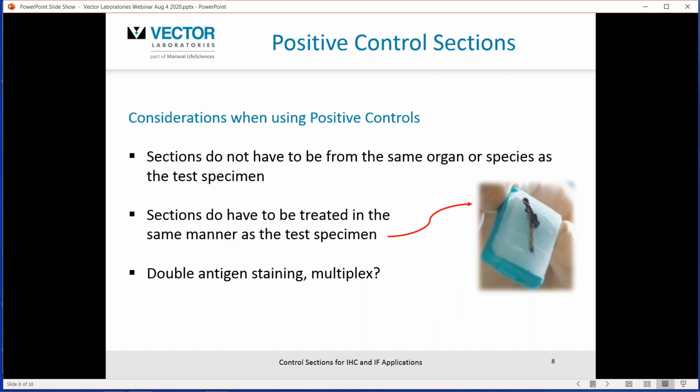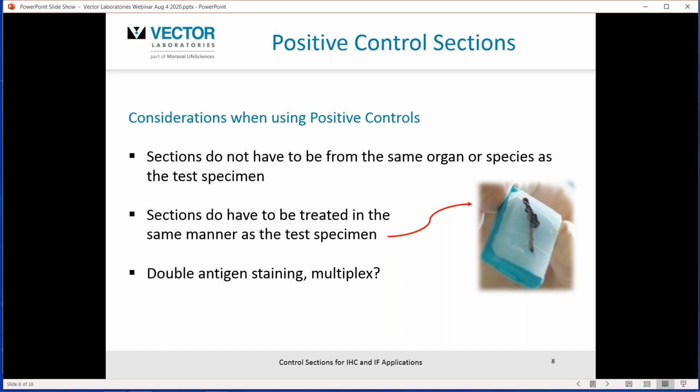Okay, some considerations when using a positive control. Sections do not have to be from the same organ or tissue type, or indeed the same species as the test specimen. I did give the example earlier of the Ki67 in tonsil. That mitotic marker is certainly expressed in a wide variety of tissues, in skin, in gut, in a lot of tissues. So hopefully that example showcases that you can use different tissue types as positive controls.